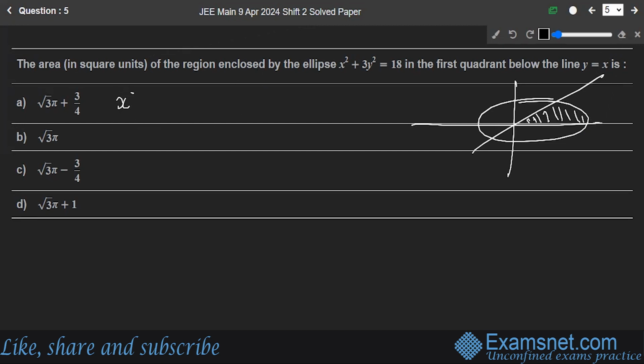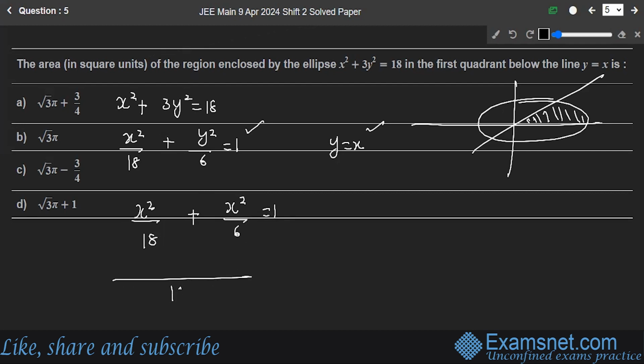So first thing, let's rewrite the equation of the ellipse. This is x squared plus 3y squared is equal to 18. Let's get it to the general equation of the ellipse, which will be written like this. Okay, so this is the line y is equal to x and this is the equation of the ellipse. Let's find out the point of intersection. So for the point of intersection, x squared upon 18 plus x squared upon 6 is equal to 1.